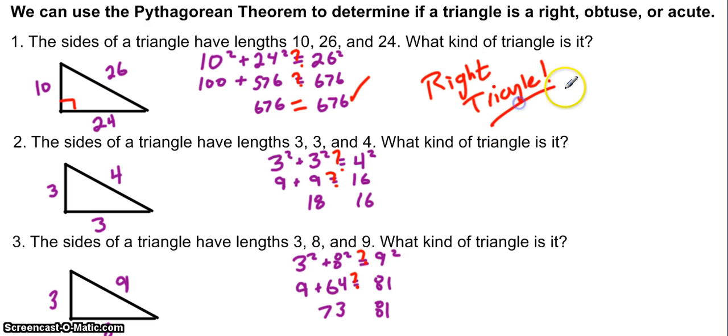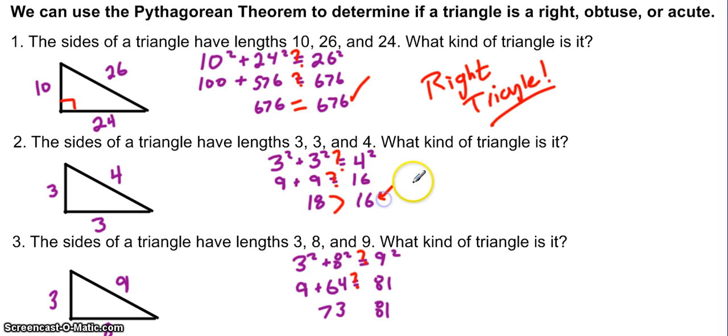One's pretty easy. But the second one's a little different. In this case, we have a 3, 3, 4 triangle. And so when we put this into the Pythagorean theorem, 4 being the longest side, we get 18 for a squared plus b squared, and we get 16 for the c squared. They're not equal, so it's definitely not a right triangle. But we can say even more than that. Notice how the a squared plus b squared is larger than c squared.